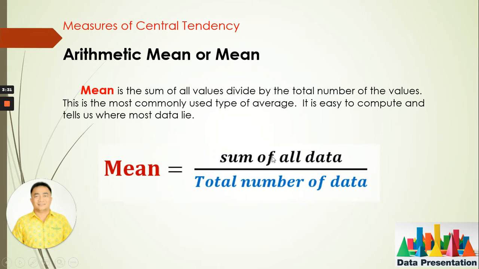Now we have here the formula for the mean, this one. So mean is equal to the sum of all data divided by the total number of data. For the sum of all data, we just simply add all the data given and we divide by the total number of data. Okay, now how we can use this?